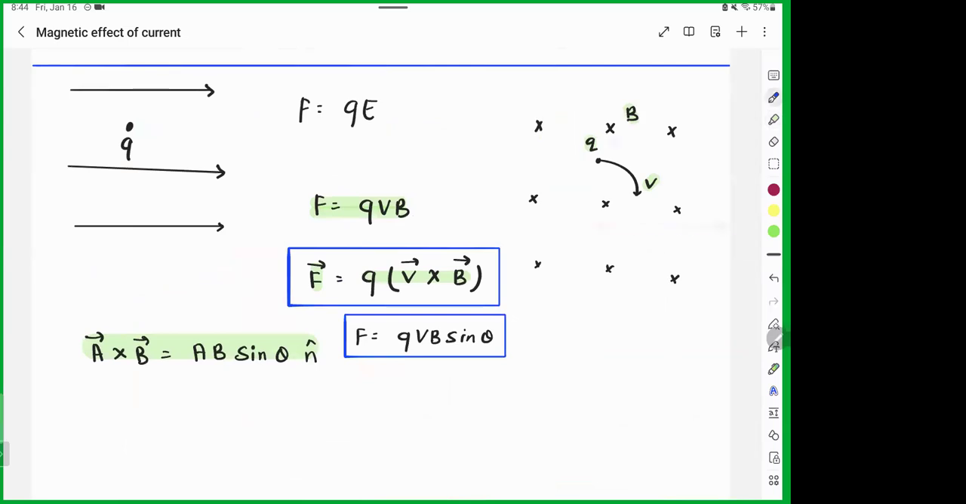What is the reason for the circular motion? Because of Fleming's left hand rule.